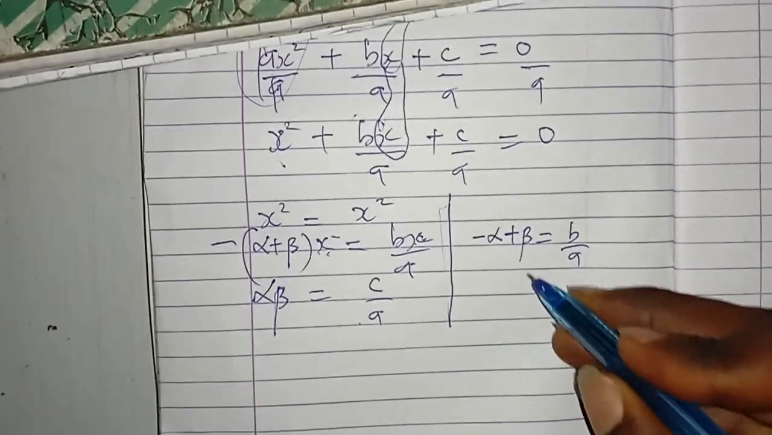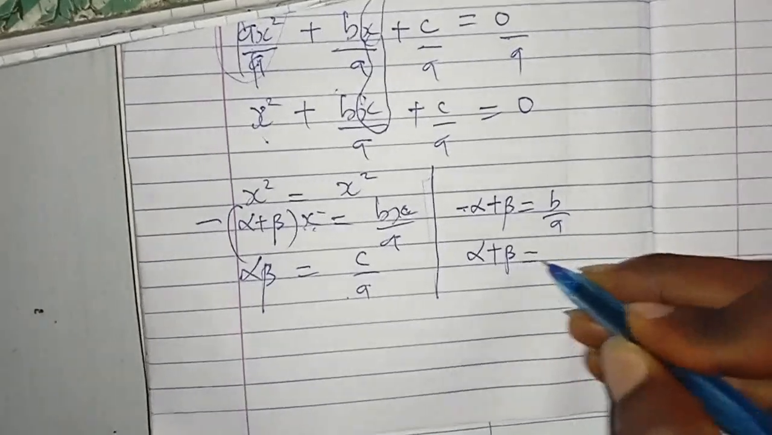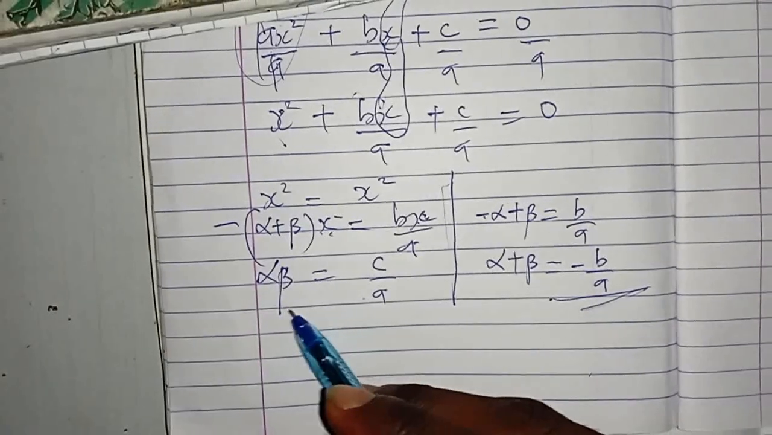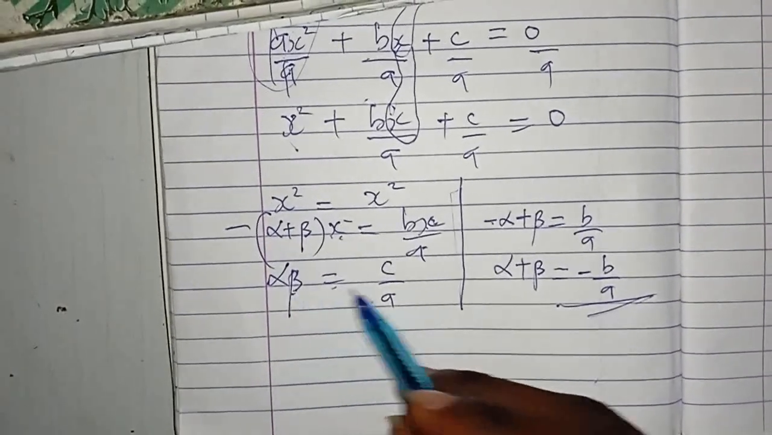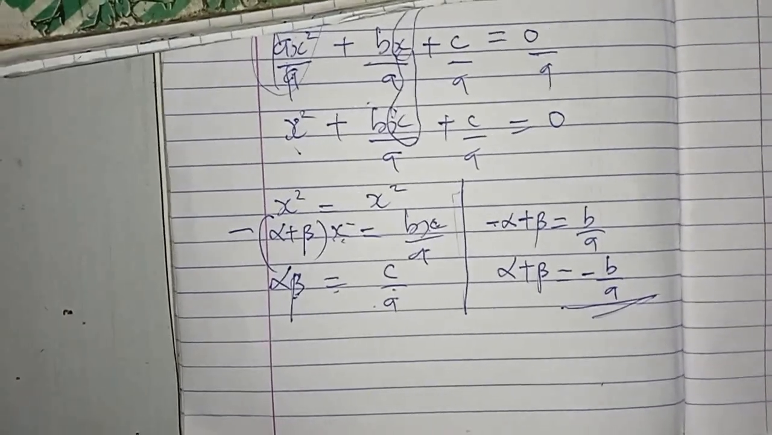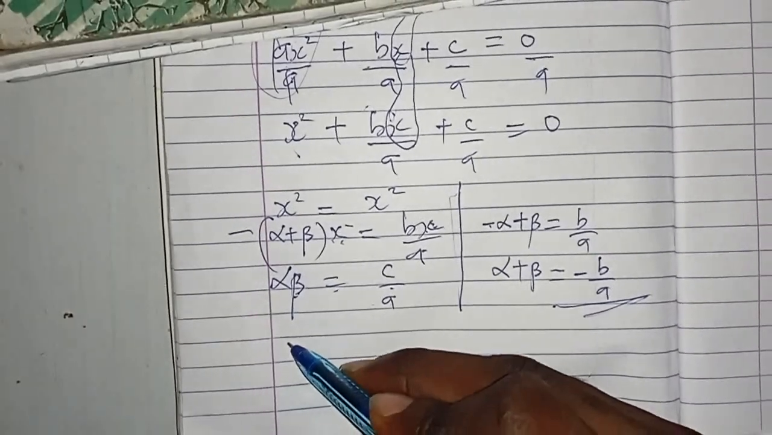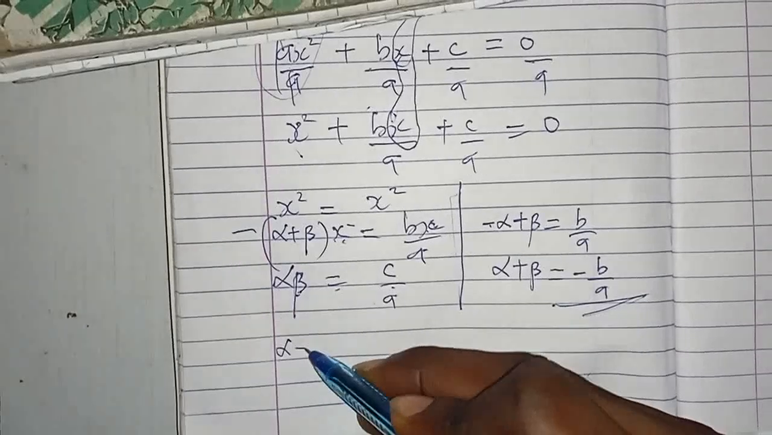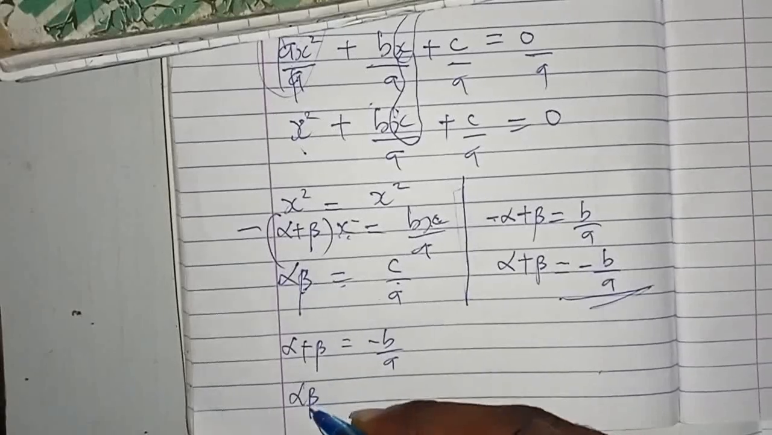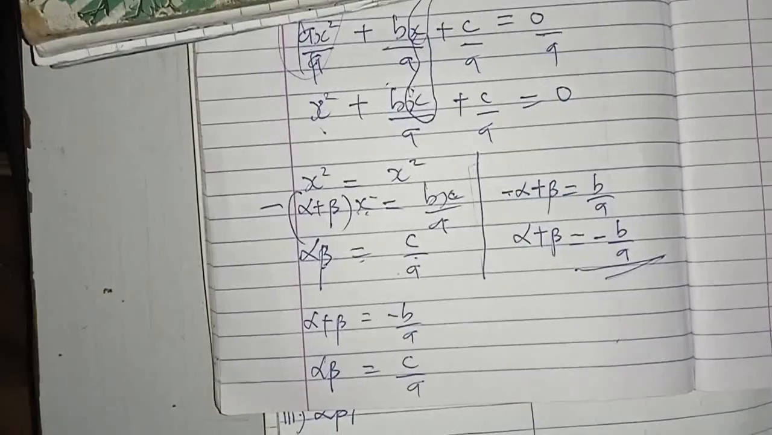So minus alpha plus beta is equal to b over a. Since I have minus here, crossing the equality sign, alpha plus beta is equal to minus b over a. So simple. Then alpha beta is equal to c over a. Very simple. So that is how you get the sum and product of a quadratic equation. So alpha plus beta, the sum, is equal to minus b over a. Then alpha beta, the product, is equal to c over a. Very important, c over a.